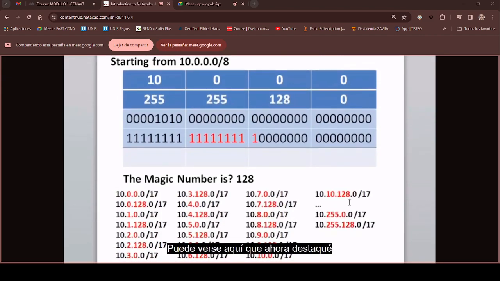You can see here that I've now highlighted the borrowed bits from the subnet mask. I've also converted it to decimal here, 255.255.128.0. And I've already ascertained that the last 1 in the subnet mask is in the 128's place, so the magic number is 128. The subnets will still go up by 128, but they'll also need to go up for every number possible in the second octet. If we look below here, we can see our subnets.